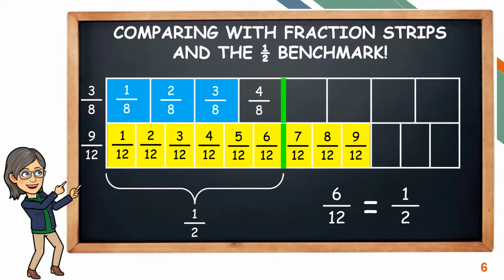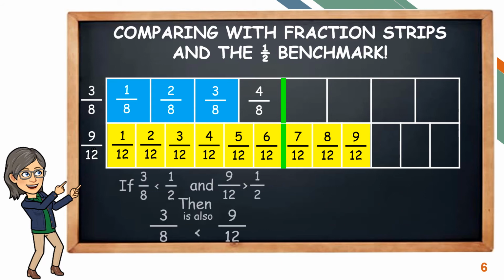Look at the number sentences in white under the bars. They show the comparison of 3/8, 1/2, and 9/12. We know from the fraction strips that 3/8 is less than 1/2 and 9/12 is greater than 1/2. If 3/8 is less than 1/2 and 9/12 is greater than 1/2, that means 3/8 is also less than 9/12.